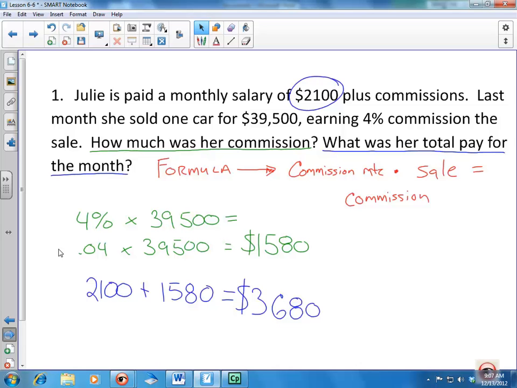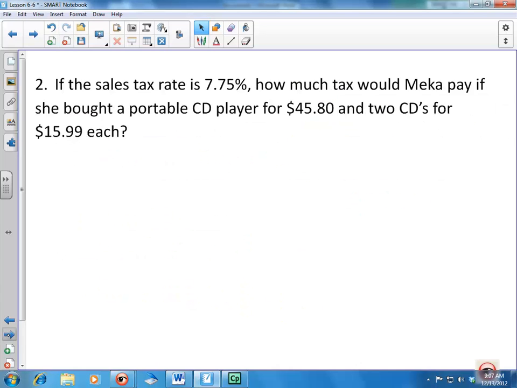All right, let's take a look at our second example here. Our second one says, if the sales tax rate is 7.75%, how much tax would Mika pay if she bought a portable CD player for $45.80 and 2 CDs for $15.99 each? Okay? Now, this is a multiple-step problem, but anytime we want to find the percent of a number or tax rate or anything like that, we're multiplying. That's all we're doing. Okay?